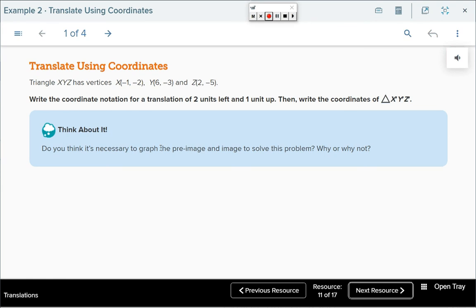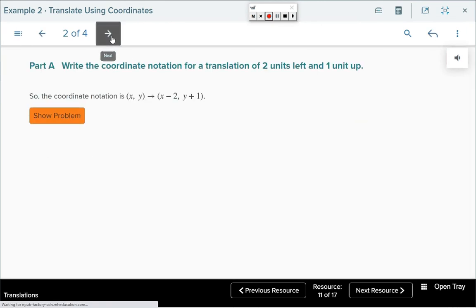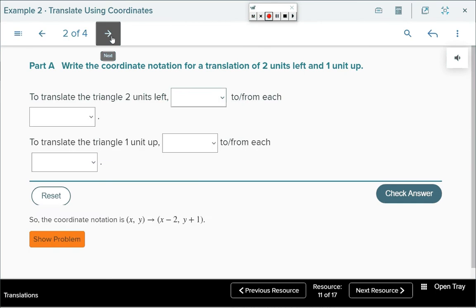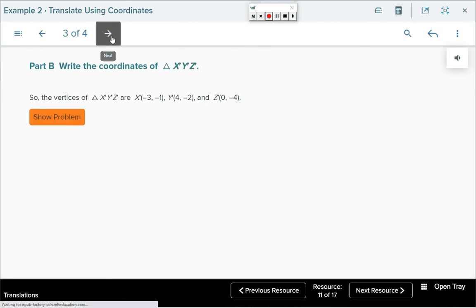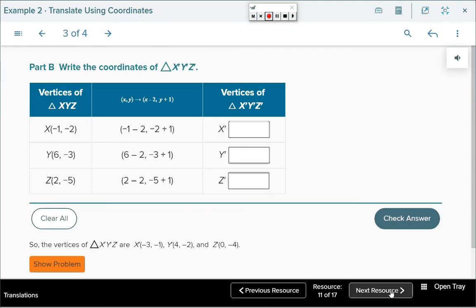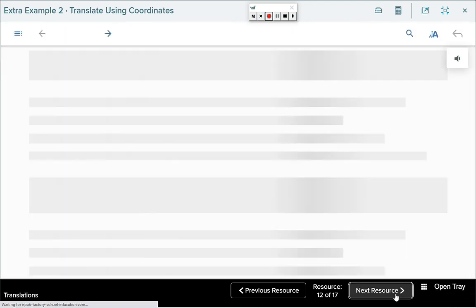Okay, so what are the coordinates of x prime? How many of you guys say negative 3, negative 1? Good. What's the new coordinates of y prime? 4, negative 2. And what about z? Okay. Let's see if you got those right. I believe you did. Good. Is that what everybody got? Okay. All right. Do we need to do this extra example, or are we okay on this?